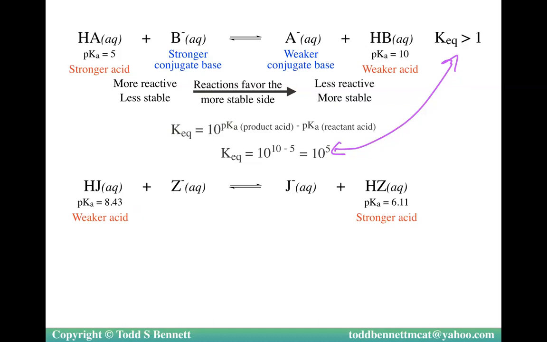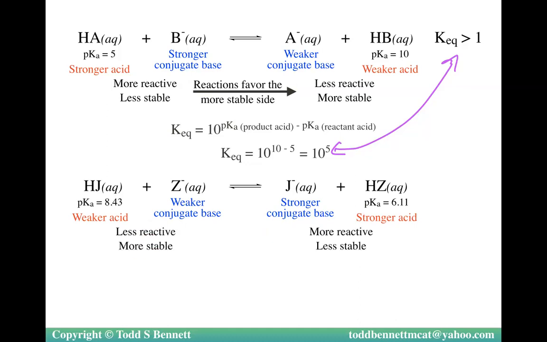K-equilibrium is less than 1. But let's be thorough. Weaker acid has a stronger conjugate base. Stronger acid has a weaker conjugate base. If they're weaker, they're less reactive. If they're stronger, they're more reactive. And then less reactive is more stable. More reactive is less stable. Things want to go to stable, so this one wants to go in the backwards direction. K-equilibrium is less than 1.